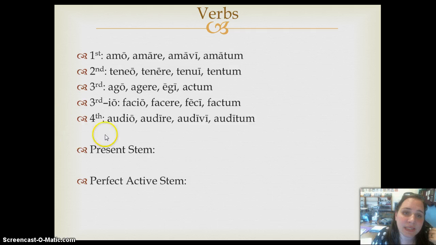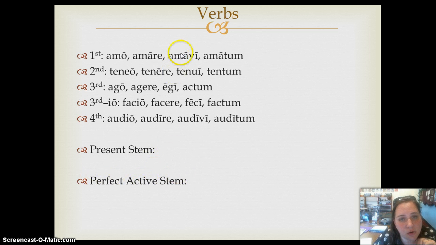You also use the second principal part to get the present stem, okay? You get the present stem for the first 2 conjugations, which is all we're talking about right now, by removing the RE from the second principal part, okay? And then you're going to add your personal endings to that present stem to form the present, imperfect, and future, active and passive indicative, okay?